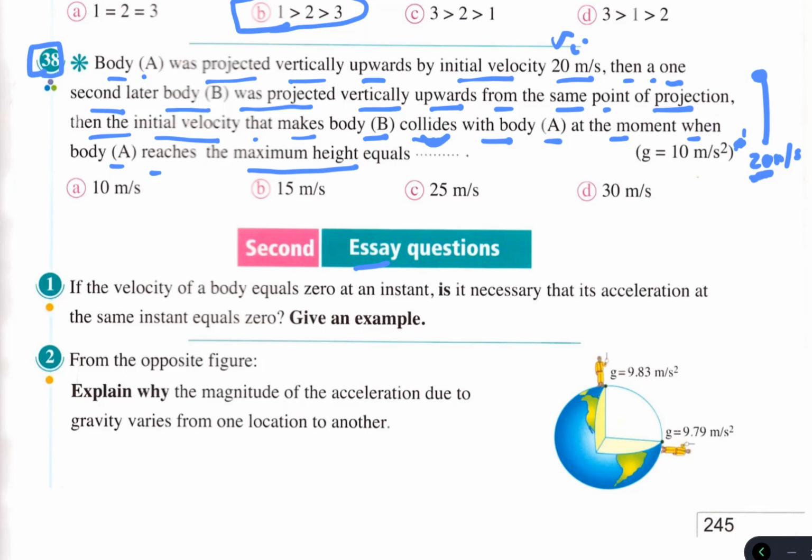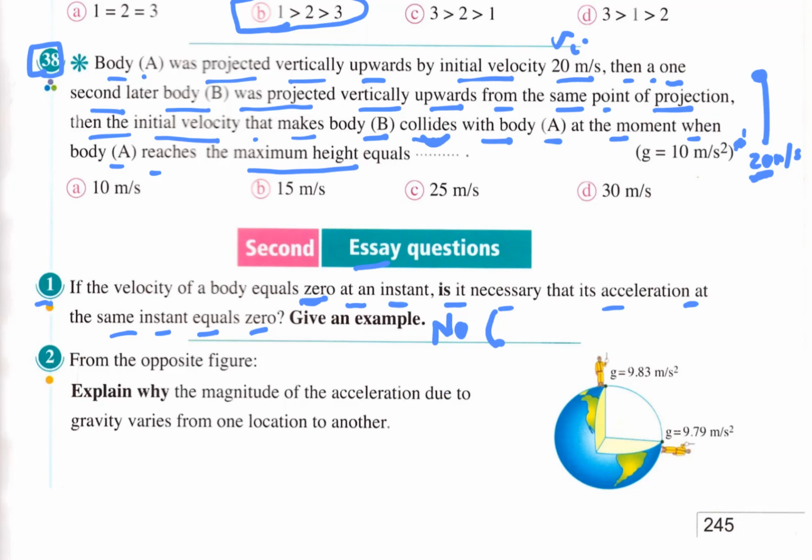For essay questions, number 1: if the velocity of a body equals 0 at an instant, is it necessary that the acceleration at the same instant equals 0? Give an example. Of course, for sure no. Why? For example, the acceleration due to gravity.